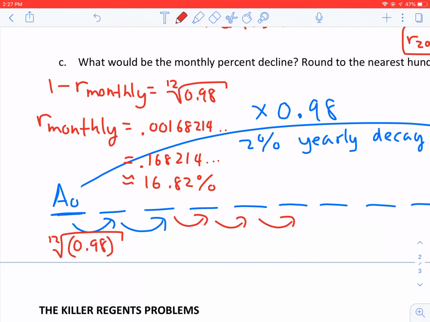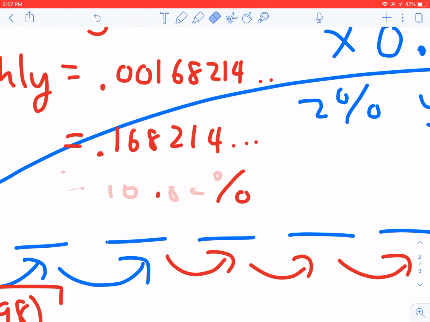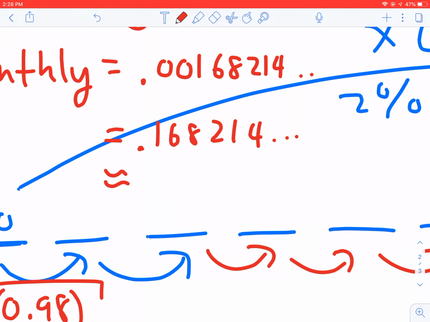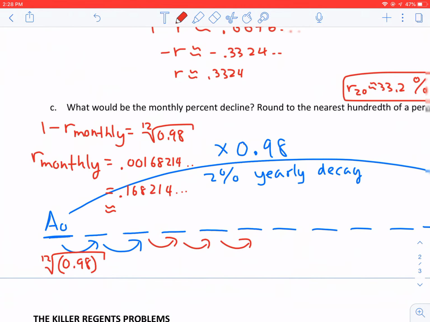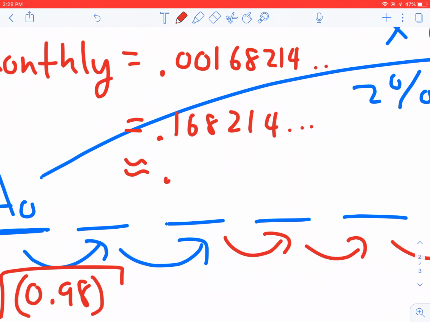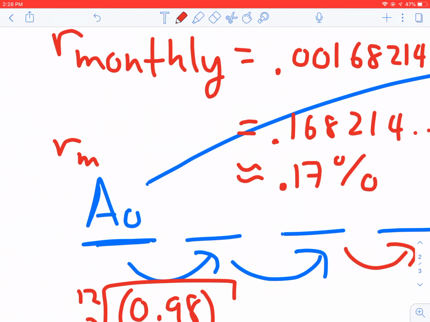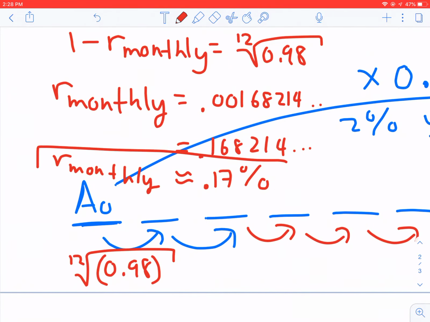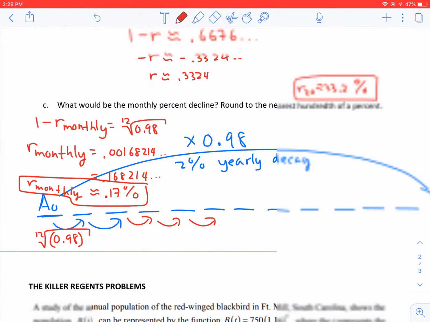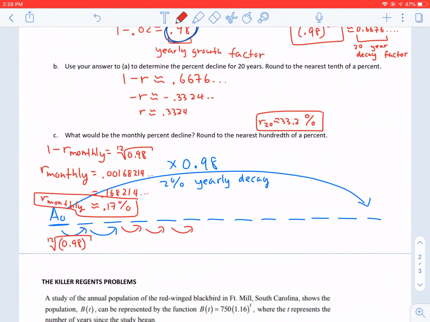Wait. I already moved it. I moved it twice. What am I doing? All right, and so rounding this, that will be to the nearest hundredth. That's going to be 0.17%. That is our monthly decay rate, rounded to the nearest hundredth of a percent. Cool.